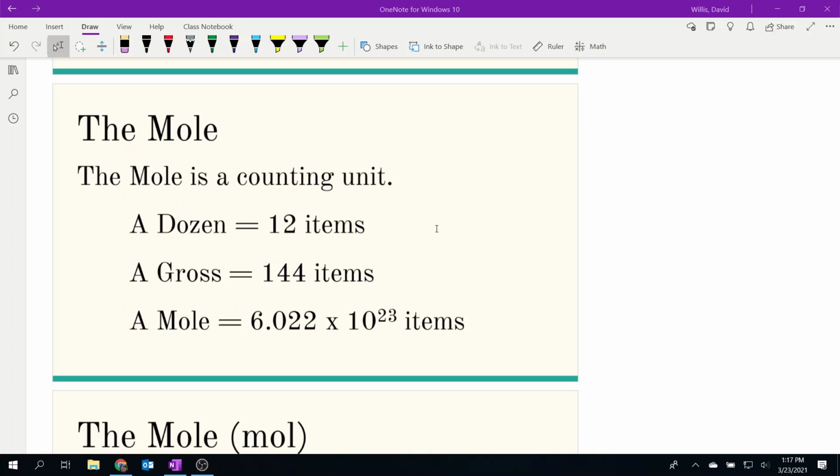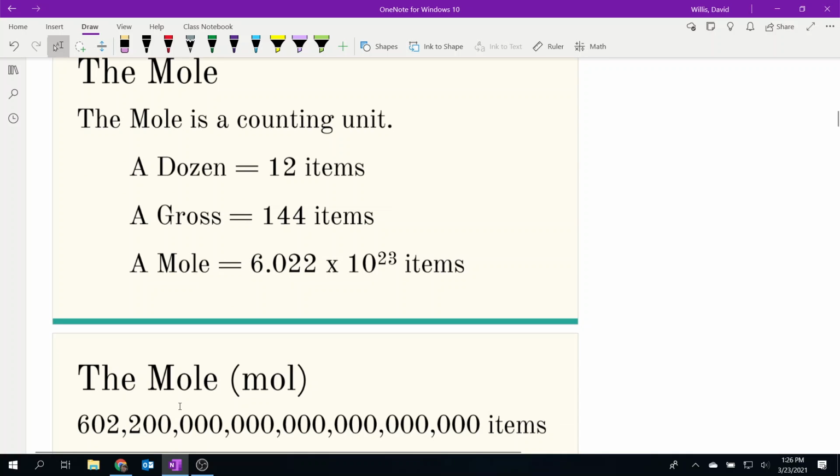All right, and so the mole, just as we said, that a dozen is 12 items and a gross is 12 12s or 144 items, a mole is literally 6.022 times 10 to the 23rd items. Now, that is not 6.022 times 23 or 6.022 times 10 times 23. That is literally 23 zeros. That is moving the decimal place 23 places to the right. And that is literally this many items.